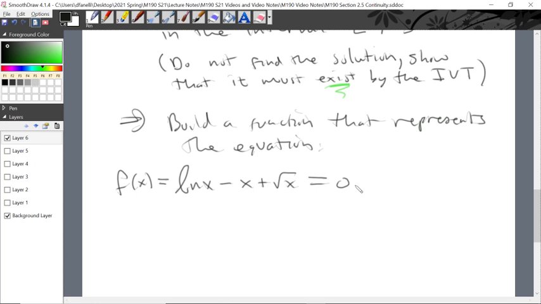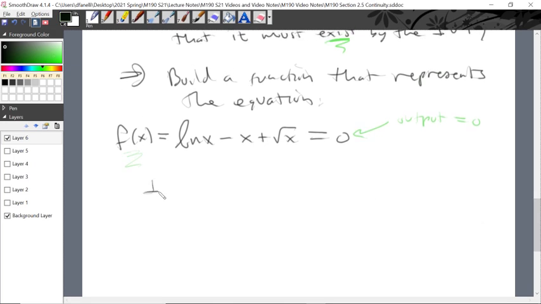Okay, so now we have an output of our function f of x we've built. The output happens to be equal to 0, by the way we've designed this equation. Is the function f of x continuous on our closed interval? That's the first question we have, because in order to use the intermediate value theorem, our function must be continuous.